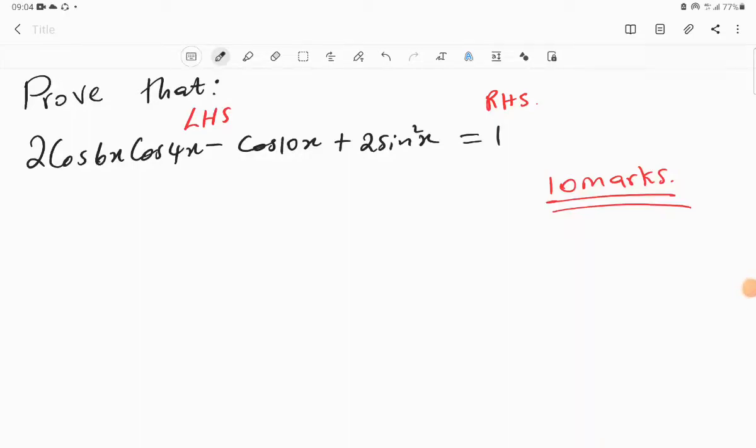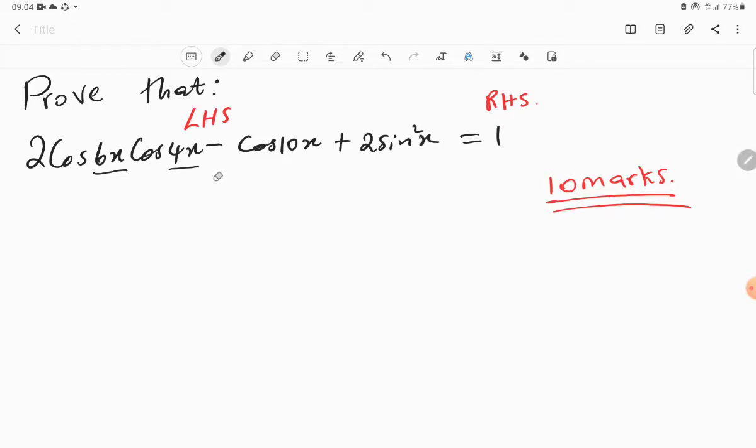Let's prove this identity together. We are required to prove that the left-hand side is equal to the right-hand side. For 10 marks, I don't think it's child's play, because you can see here you have 6x, you have 4x, you have 10x, you have just x, which means there is a lot of breaking down that is going to take place in this question.